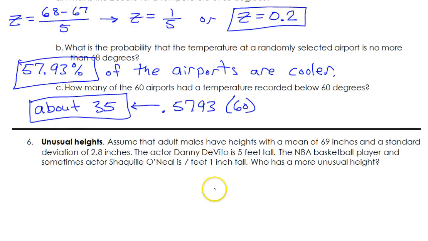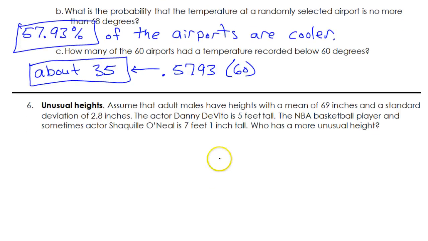Okay, one more question. Unusual heights. Assume that adult males have heights with a mean of 69 inches and a standard deviation of 2.8 inches. The actor Danny DeVito is 5 feet tall. The NBA basketball player and sometimes actor Shaquille O'Neal is 7 feet 1 inch tall. Who has a more unusual height?